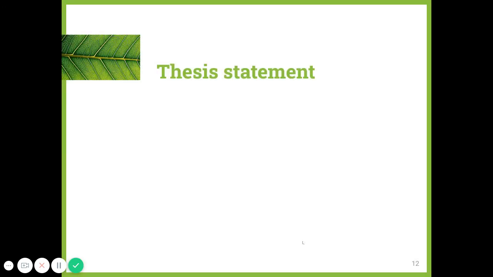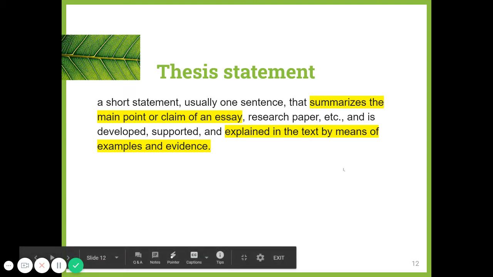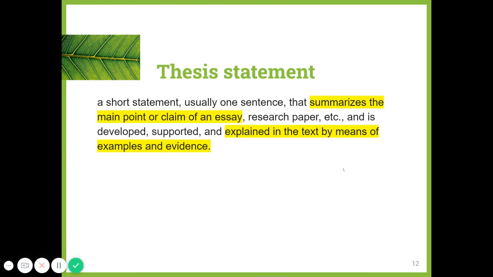Now, thesis statement. Let's analyze the definition of thesis statement. It is a short statement, usually one sentence long, that summarizes the main point or claim of an essay, research paper, and so on. It is developed, supported, and explained in the text by means of examples and evidence. So keep in mind, it is usually one sentence long.